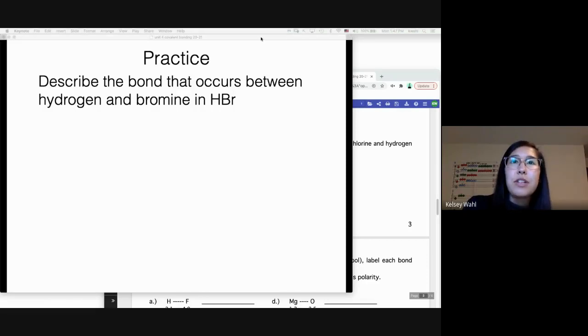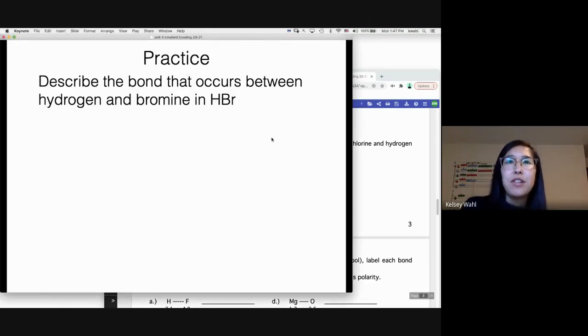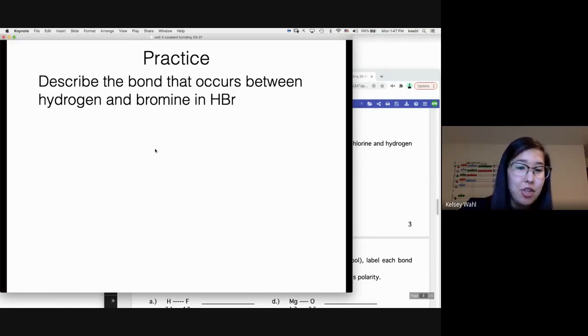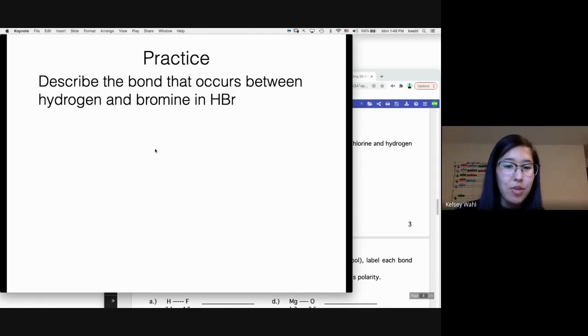So we're going to do this practice problem: describe the bond that occurs between hydrogen and bromine in HBr. If you remember, the one in the pretest said the bond between hydrogen and chlorine in HCl. Very, very similar. So we're going to do this one together, and then you should be able to do the one in your pretest by following this example.